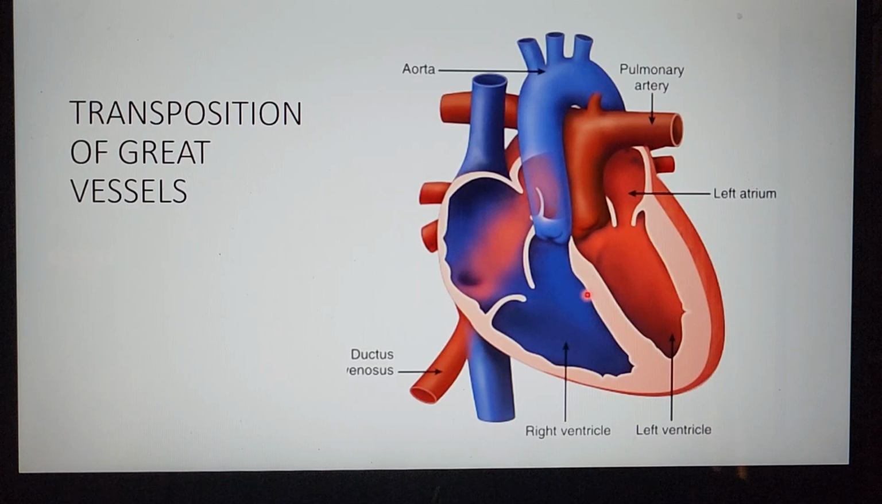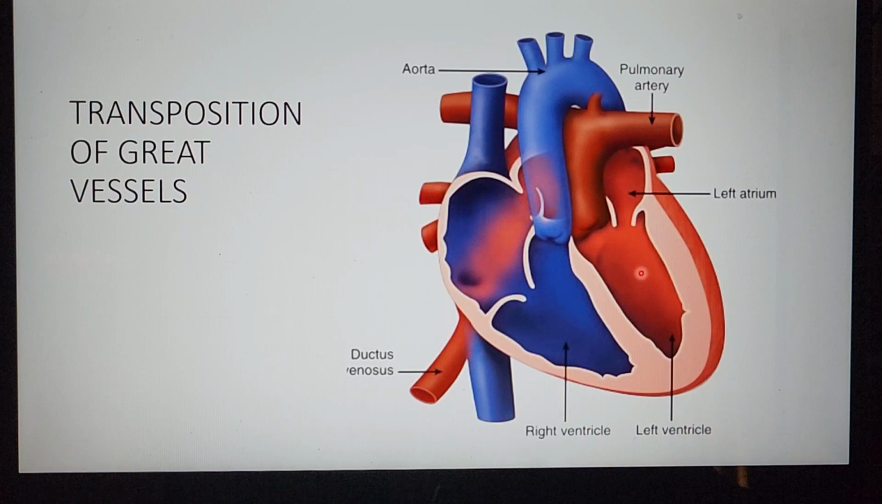But now look at the RV. It connects to a vessel which gives rise to great vessels and continues as the aorta. So the RV gives rise to the aorta. So there is right ventricular arterial discordance.